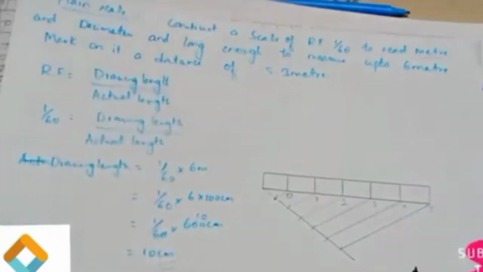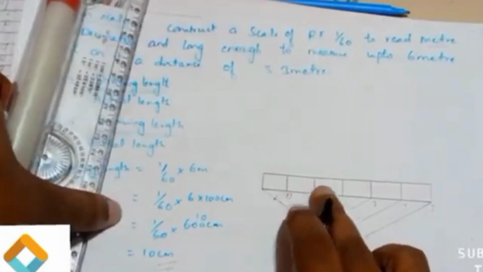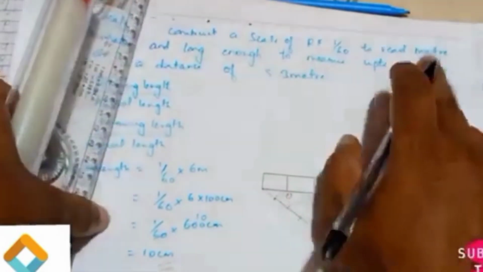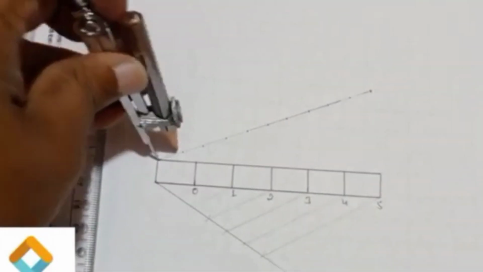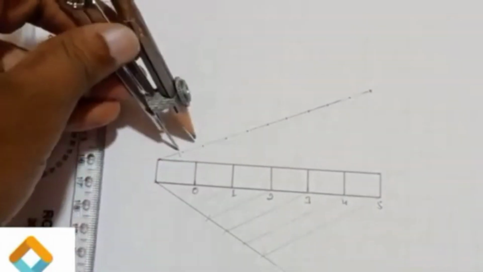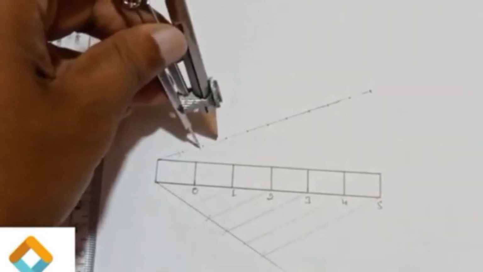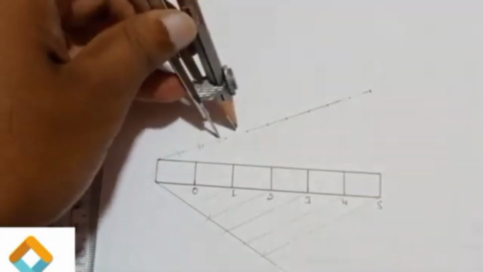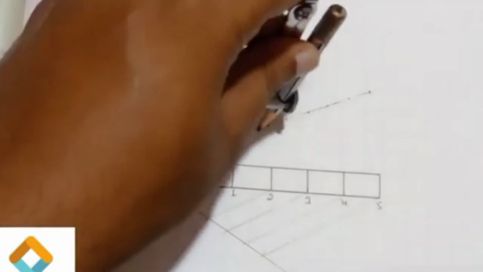Now again that one box we need to divide into 10 equal parts, so it is a decimeter. To show that, we'll draw another line at an angle less than 90 degrees. Then using the compass, again I'm cutting a total of 10 arcs here. Like this you can cut the arcs.